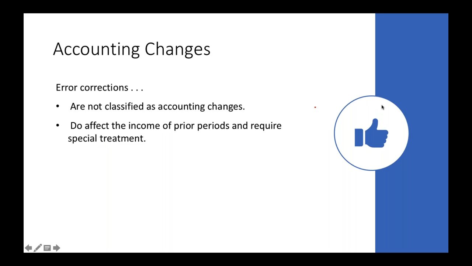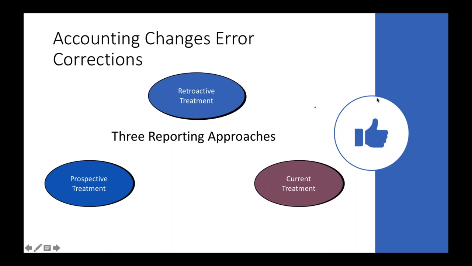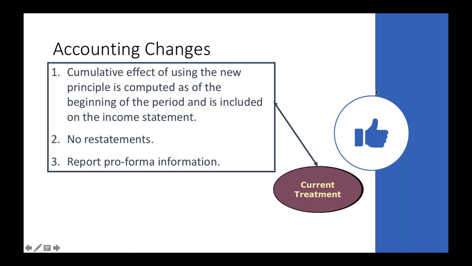Error corrections. Next, what we understand here is there are three types of reporting approaches for accounting changes, estimates, and error corrections. That is prospective treatment, retrospective treatment, or retroactive treatment, and the current treatment. We'll discuss in detail one by one with the example.